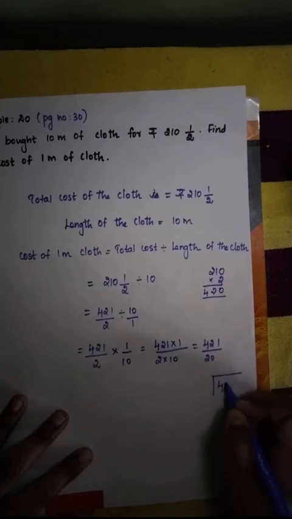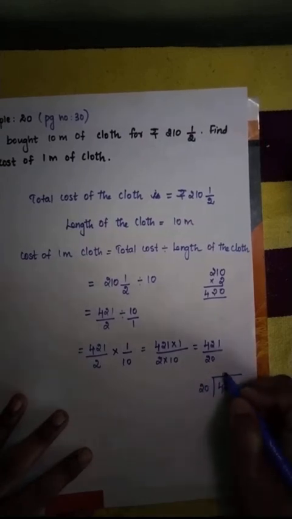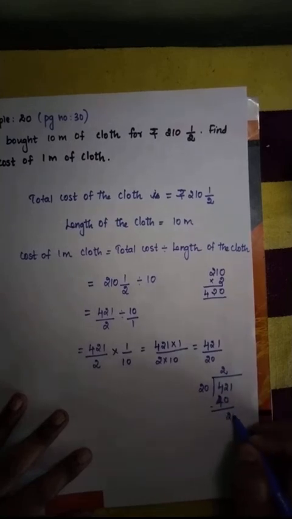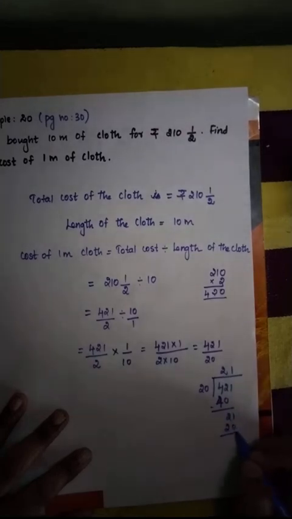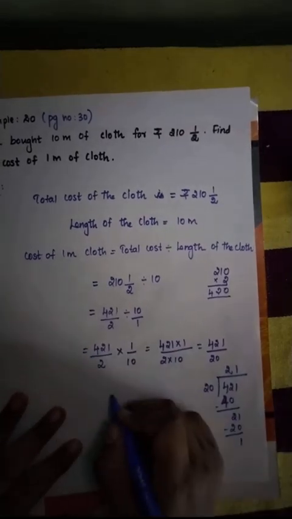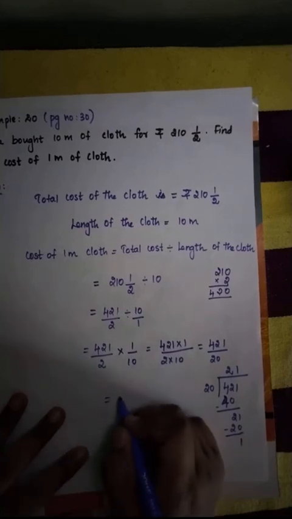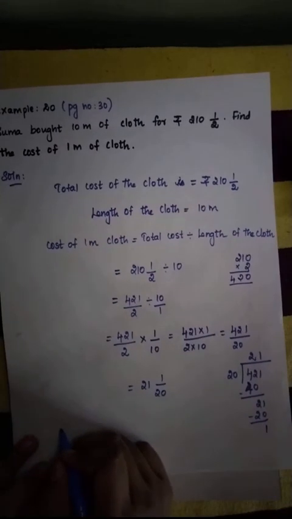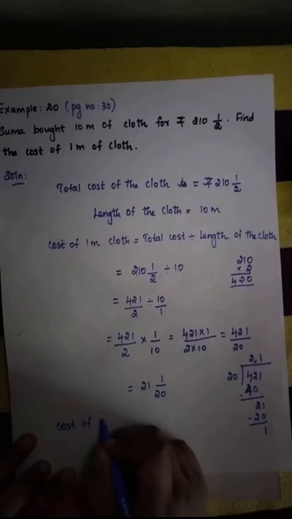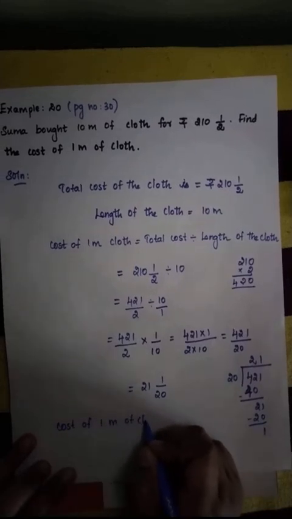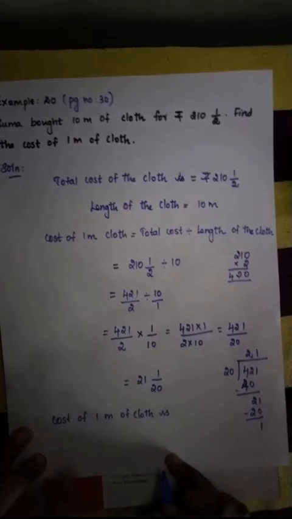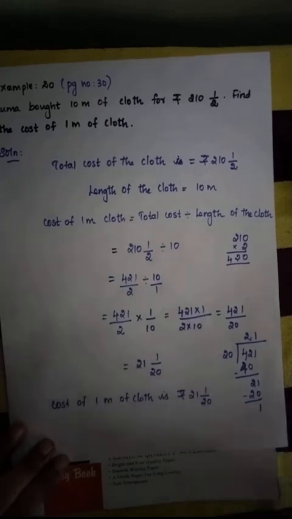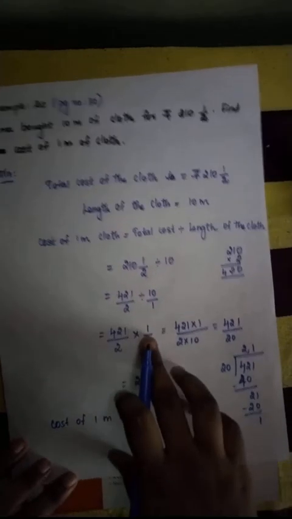Now 421 divided by 20. 2 times 20 is 40, 21, again 1 times 20, balance 1. So our answer is 21 1/20. Okay, so the cost of 1 meter of cloth is rupees 21 1/20. This is your answer. Okay, so just listen again.